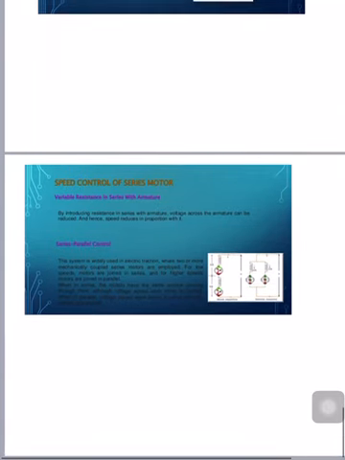Okay. Next one, variable resistance in series with armature. By introducing some resistance in series with armature, voltage across the armature can be reduced, so that the speed reduces in proportion with it.